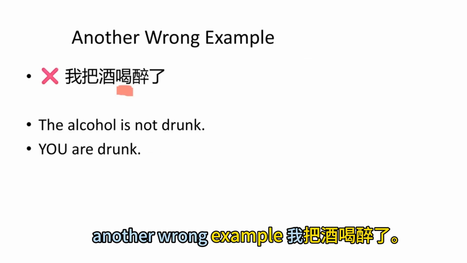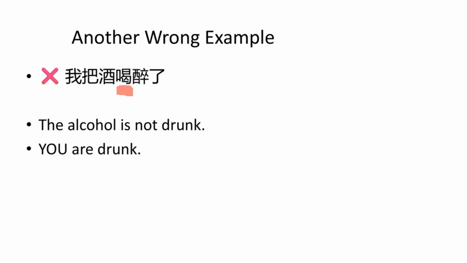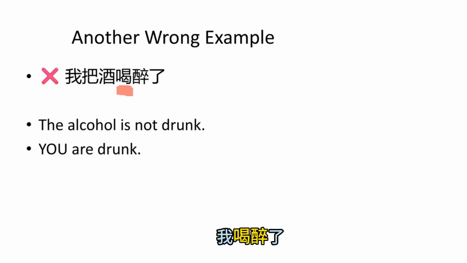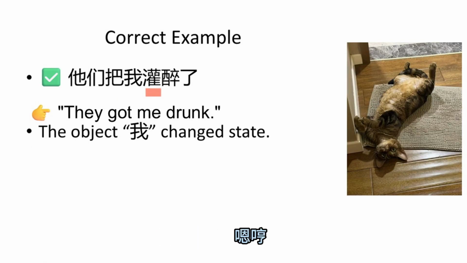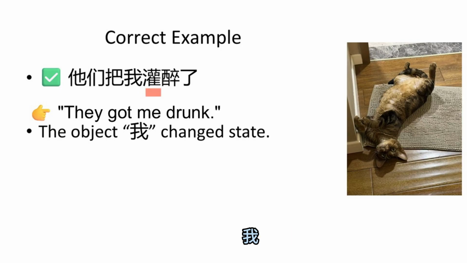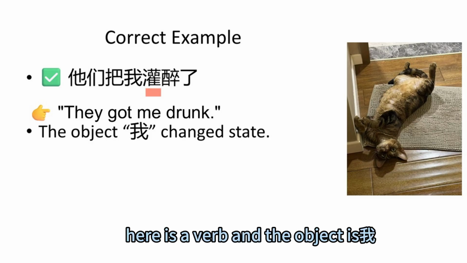Another wrong example. 我把酒喝醉了. The alcohol is not drunk. You are drunk. 我喝醉了. So maybe we can say 他们把我灌醉了. The object 我 changes state. 灌 here is a verb, and the object is 我.